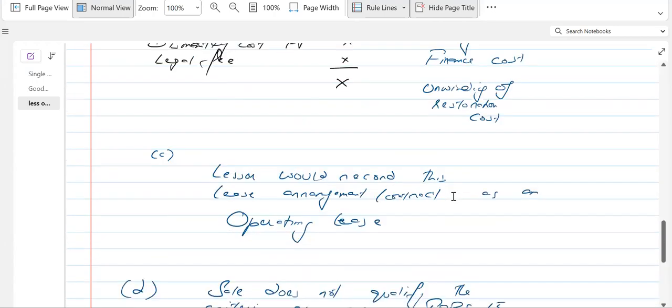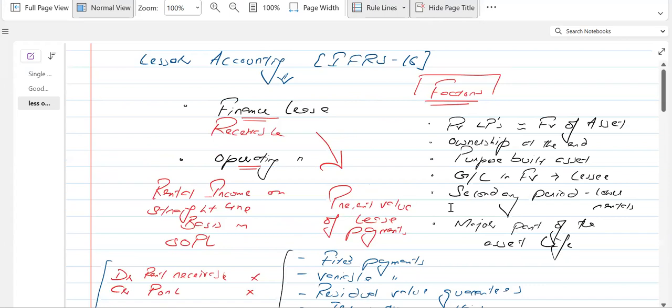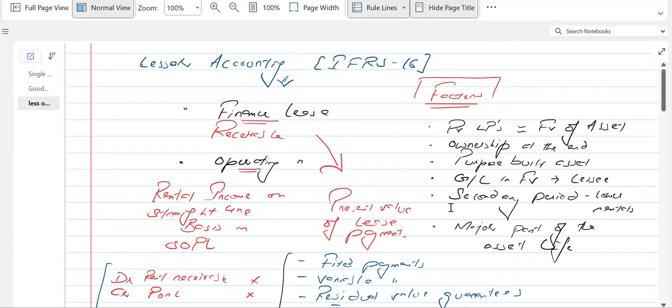So this was the complete question on leases, a very easy one. If you know the standards, you would have taken the full marks out of it.